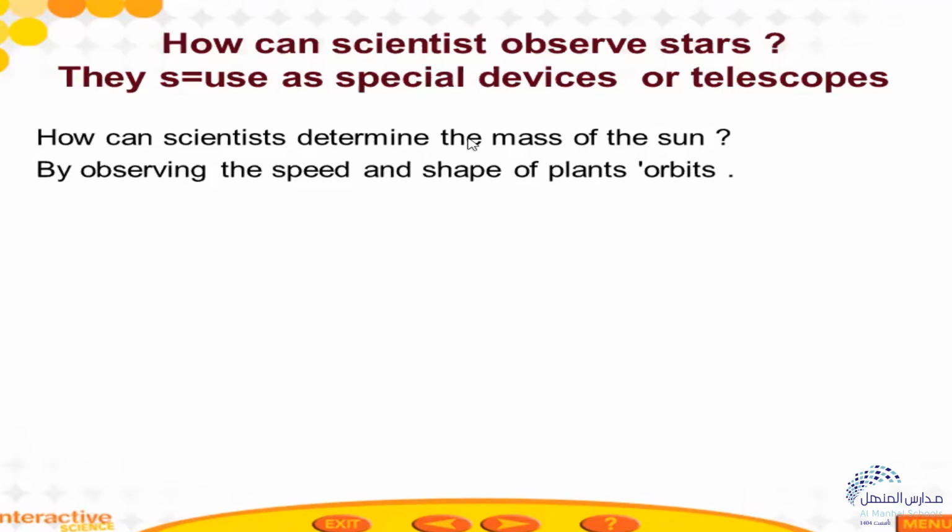How can scientists observe these stars? We will see how they can observe them. Scientists observe the stars using special devices like telescopes. These telescopes help the scientists to observe stars. I don't know if you are following me or not because I think there is a technical problem happening again. But anyway, I will complete the lesson.